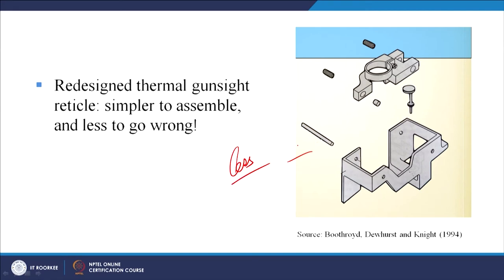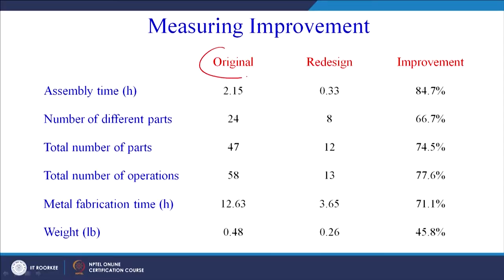The product design has been changed, so the number of processes required will also change, the materials required will also change, as well as the type of processes used to manufacture this product will also need to change. When the company launched the new design, you can see for yourself the improvements that have been achieved. The assembly time for the original design was 2.15, and in the redesign only 0.33 time units were used.